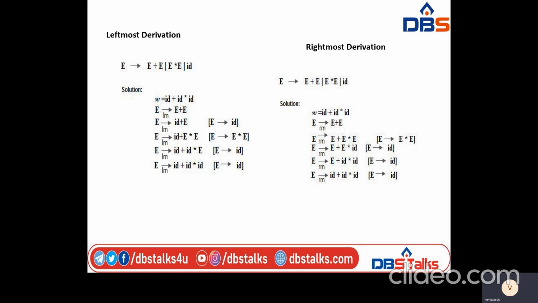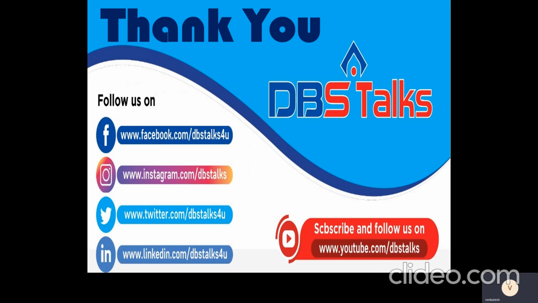The thing is, if it is leftmost, we are going to expand the non-terminal from the left side. If it is rightmost, we are going to expand the non-terminal from the right side. From the examination point of view also, we are going to derive the leftmost and the rightmost derivation for the given string. So this is the leftmost derivation and rightmost derivation. Thank you.